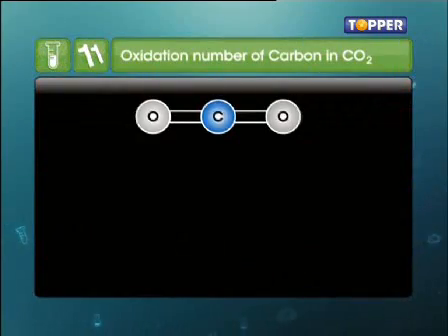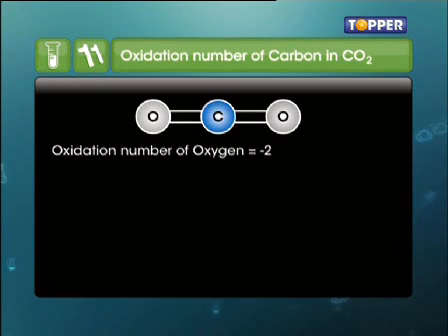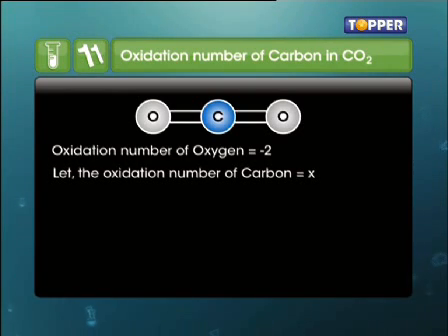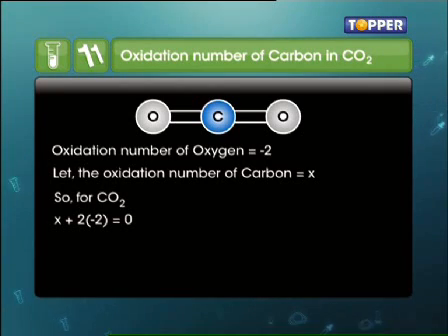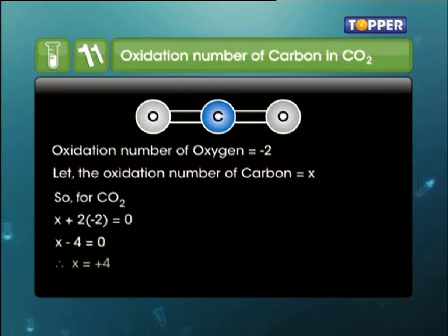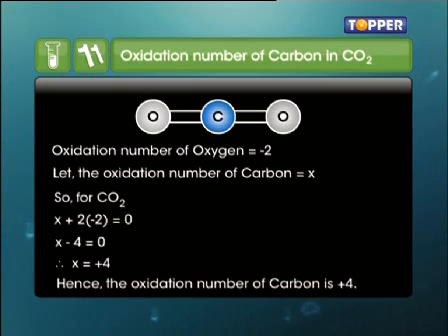After a long list of rules, let us practice these rules by calculating the oxidation number of carbon in carbon dioxide. We know that the oxidation number of oxygen is -2. Let us assume the oxidation number of carbon to be X. Now, the algebraic sum of the oxidation number of all the atoms in a compound must be 0. So, the expression will be X plus 2 multiplied by -2 is equal to 0. On solving, we get the oxidation number of carbon in carbon dioxide to be +4.